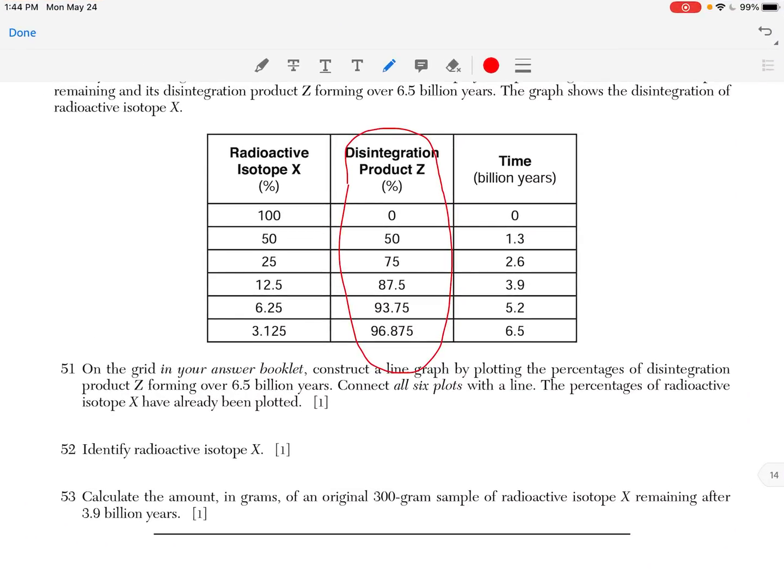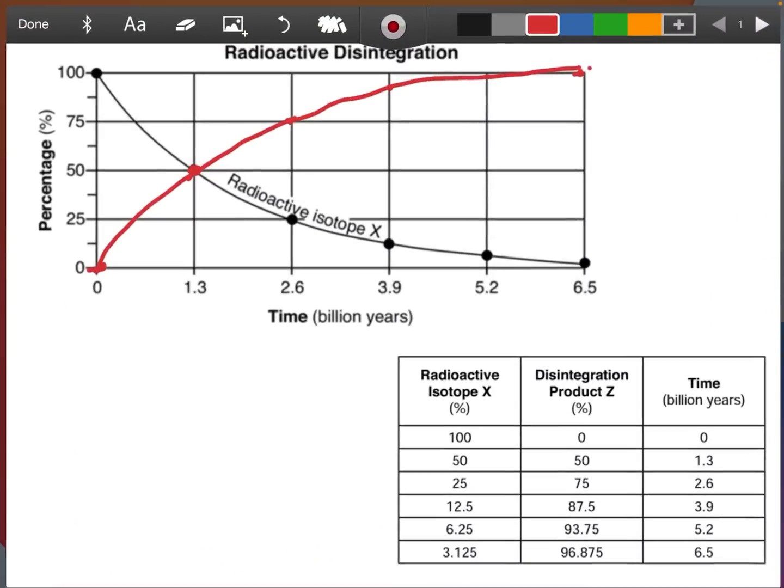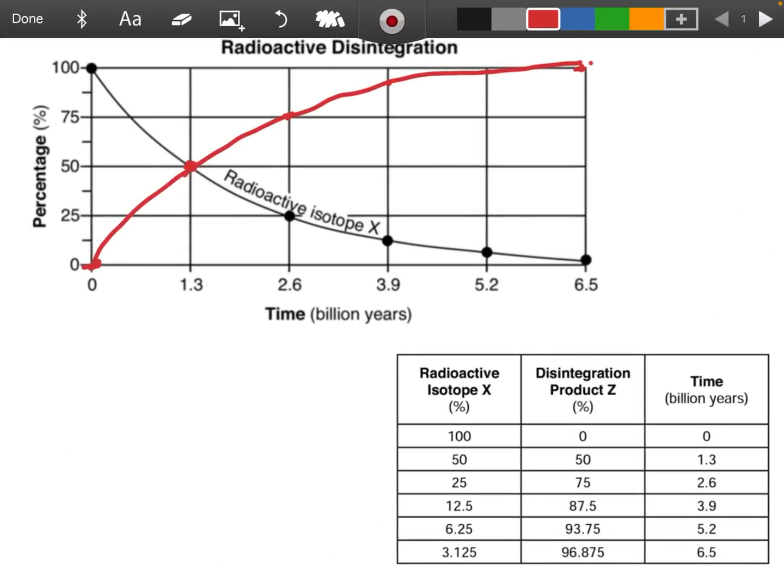Question number 52 is asking for the name of the radioactive isotope that's shown in our graph. And you'll notice that that kind of is based upon the graph we just drew. And specifically, we can figure this out by recognizing when the half-life is. The half-life of this isotope is when they both meet at 50%, and that's at 1.3 billion years.